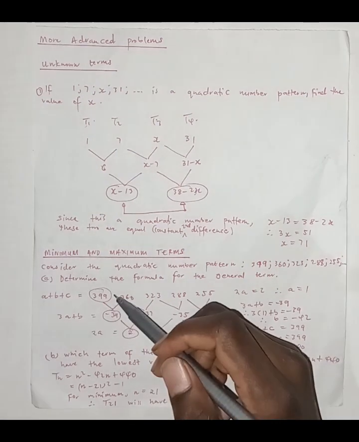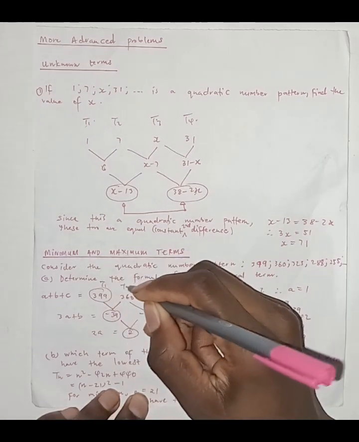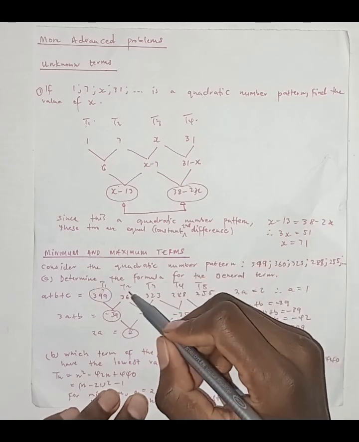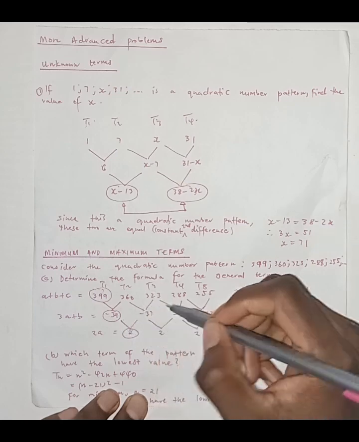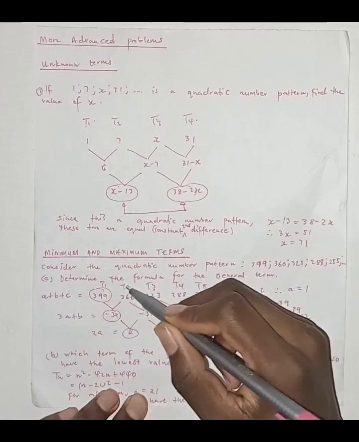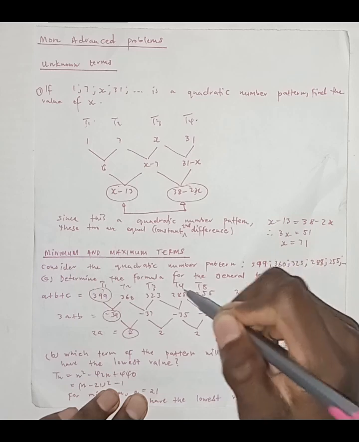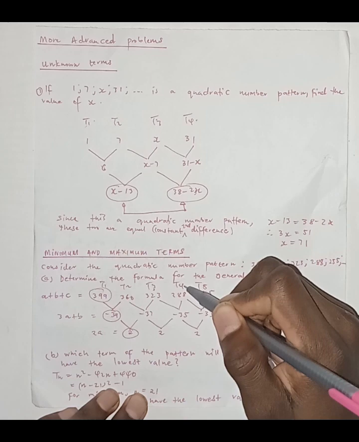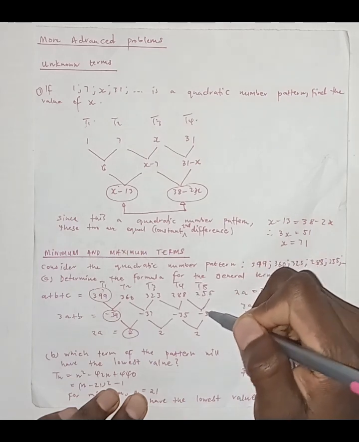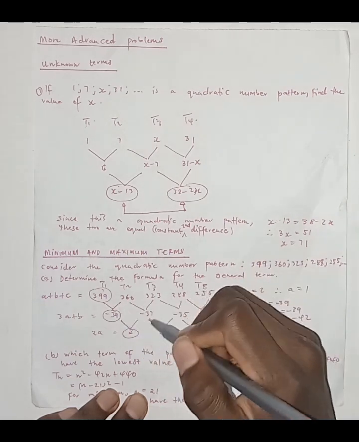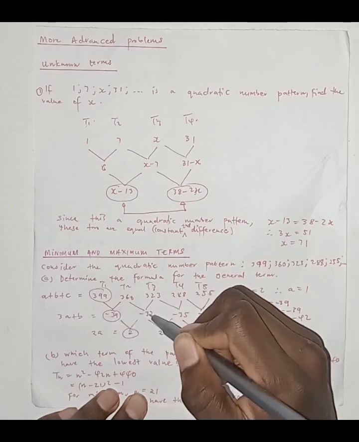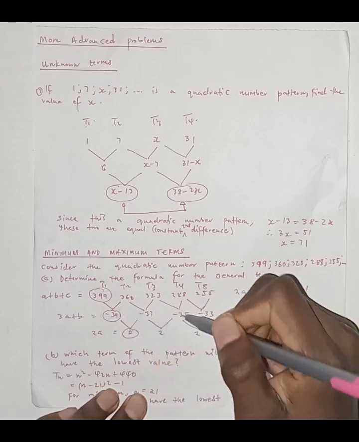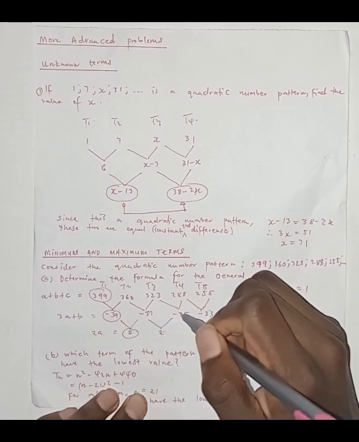So we do our thing: T1, T2, T3, T4, T5. T2 minus T1 gives you negative 39. T3 minus T2 gives you negative 37. T4 minus T3 gives you negative 35. T5 minus T4 gives you negative 33. Then you find the differences between these first differences: this one minus that one gives you 2, this one minus that one gives you 2, this one minus that one gives you 2.